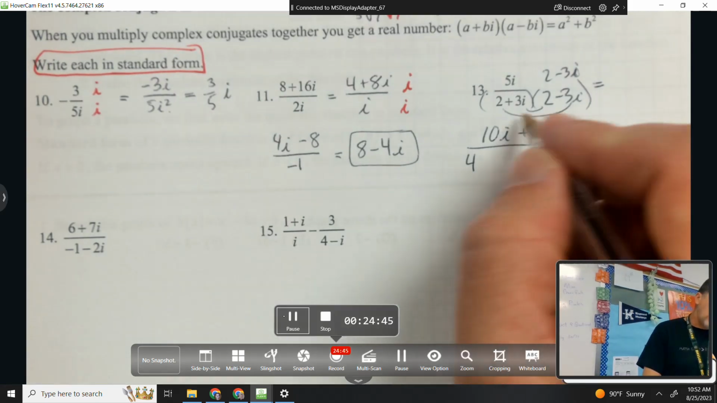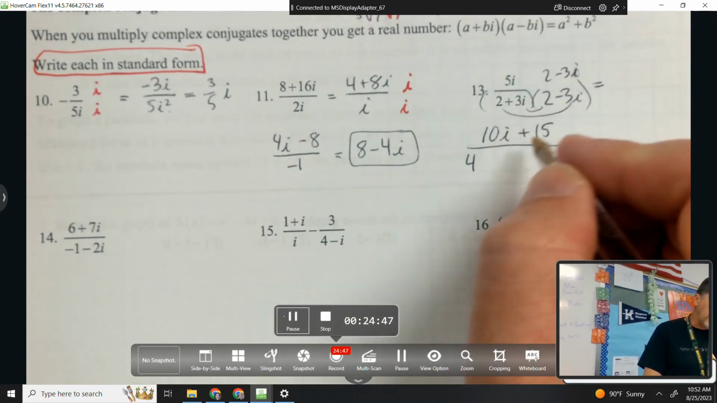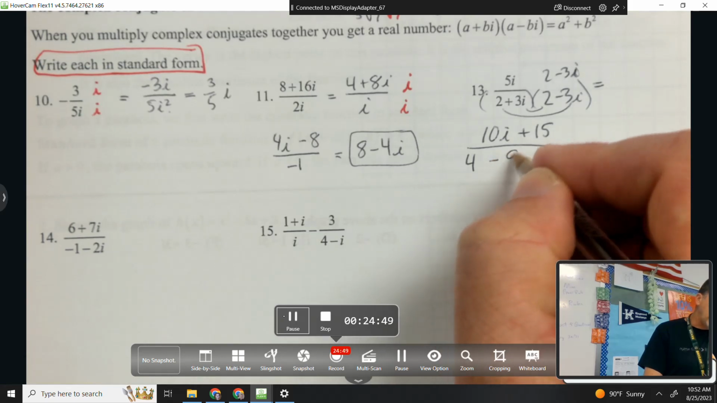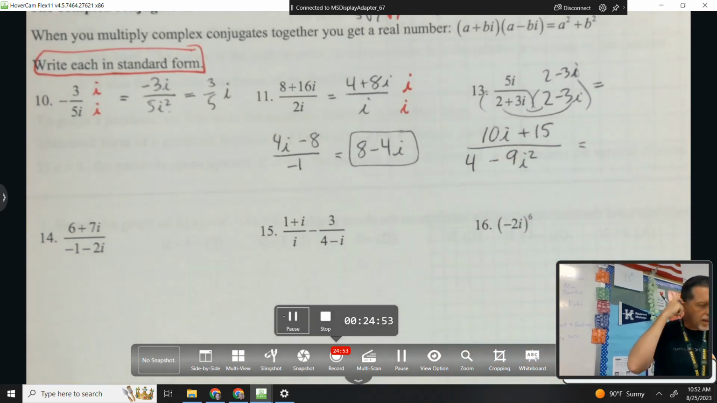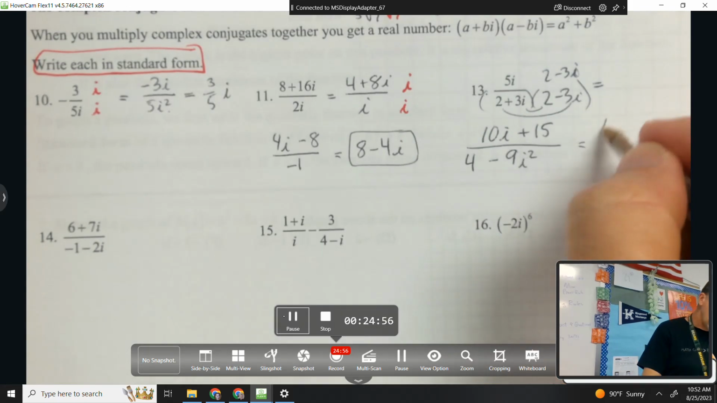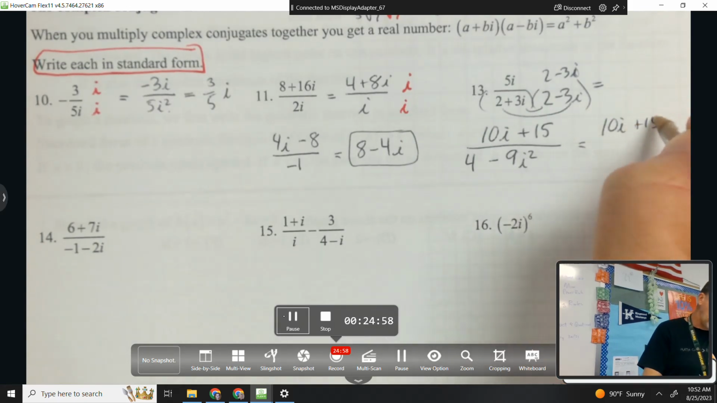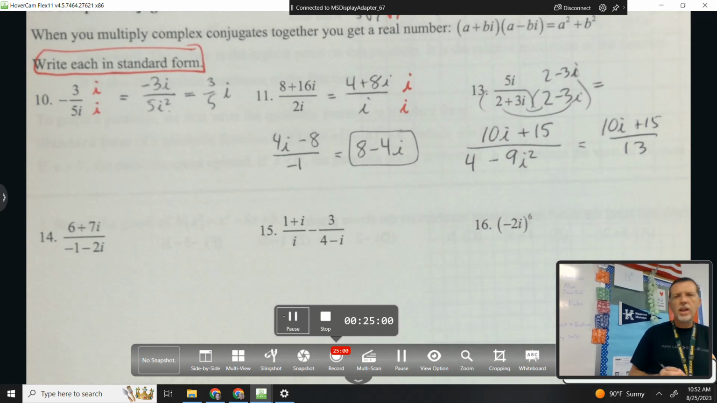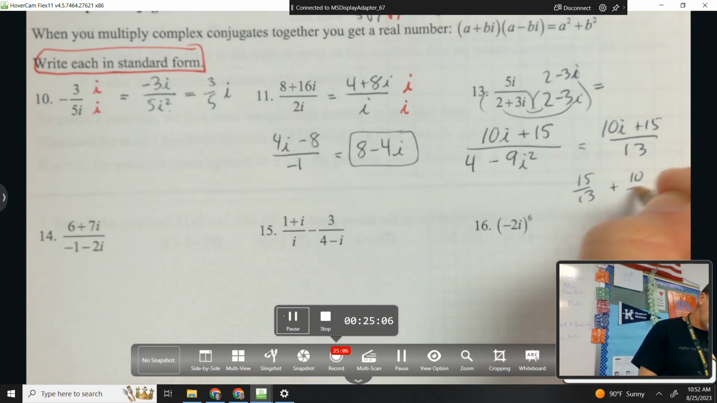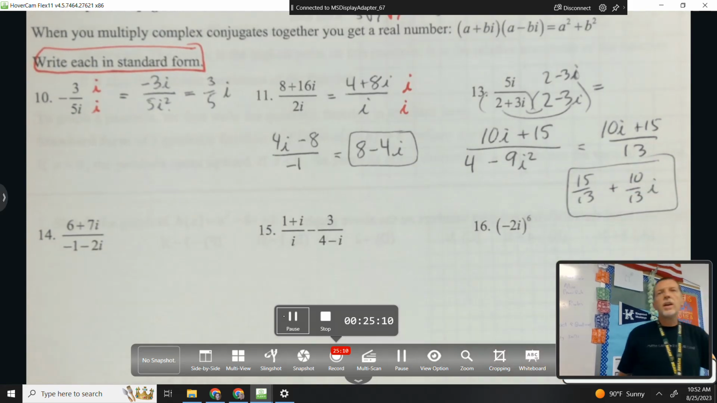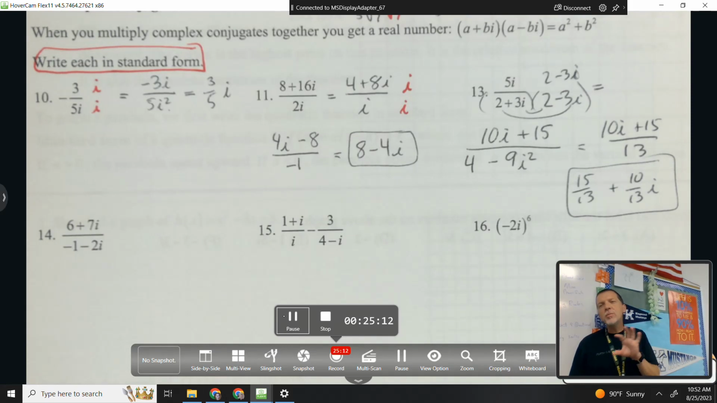And then I'm going to slow it down here and not try to do it all in my head. That's going to be negative 9i squared, which is plus 9. So 10i plus 15 over 13. But that's not in standard form, so 15/13 plus 10/13 i. So it would need to be written as that. It needs to be split up to be in standard form.